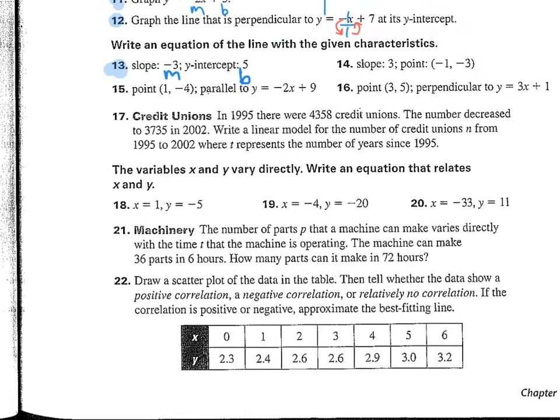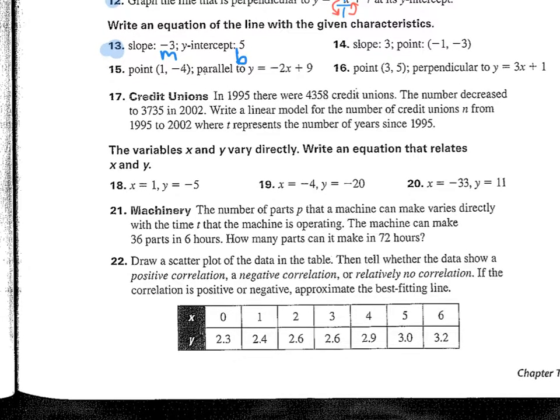Then we're going to slide on down to 18, 19, and 20. Okay, so we'll do 18, 19, and 20. Okay? It says x and y vary directly. Write the equation for x varying directly to y. This is like the last quiz we took where we said y equals kx. You simply need to plug these in for x and y up here and solve for k.